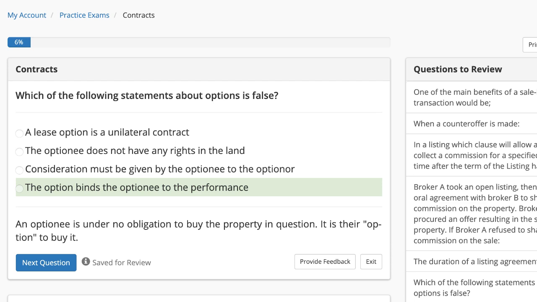Okay, so an option, by definition, the word option means you're not bound. It means you have the option to do something. You do not have to do it. That makes it a unilateral contract. So the one receiving the option is not bound to do something. That would be the optionee. The optionor may be bound to do something because remember, it is a unilateral contract, so one person is making a promise.